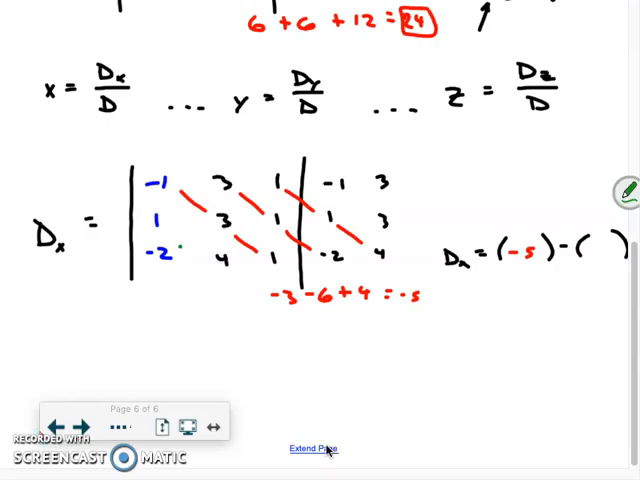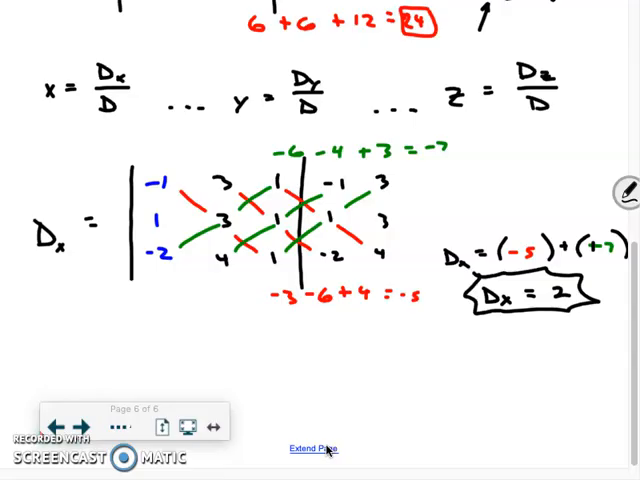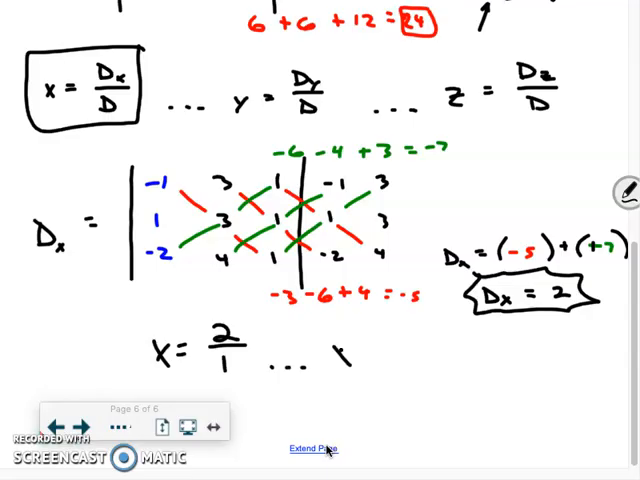Now multiplying going up, -2 times 3 times 1 is -6, 4 times 1 times -1 is -4, 1 times 1 times 3 is +3. So the sum of the ups is going to be -7. In calculating, -5 minus -7 is -5 plus 7, so we can say that dx is equivalent to +2. Remembering this little formula, x is equal to dx, which we just found was 2, divided by d, which we said was 1 quite a while back, and that tells us again that x is equal to 2.